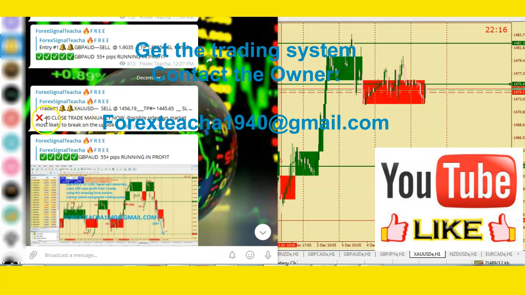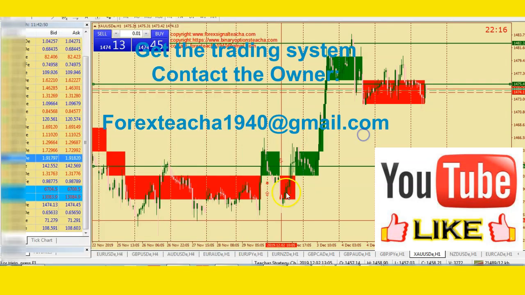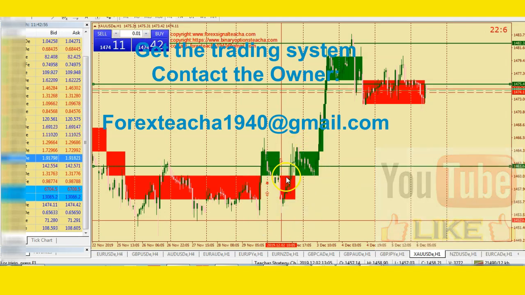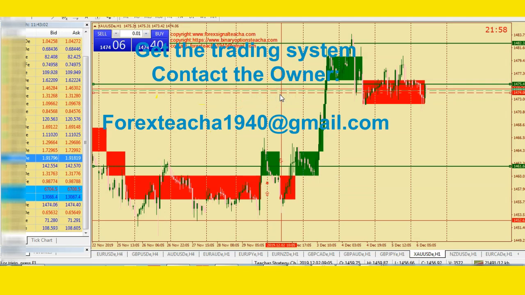I said close it manually, 40 pips negative, right? Just because I took a sell trade here, and then when I saw the box forming, a green box forming here, I told them to close the trade manually and take a buy trade from there. I told them to take a buy trade, which you can see here.